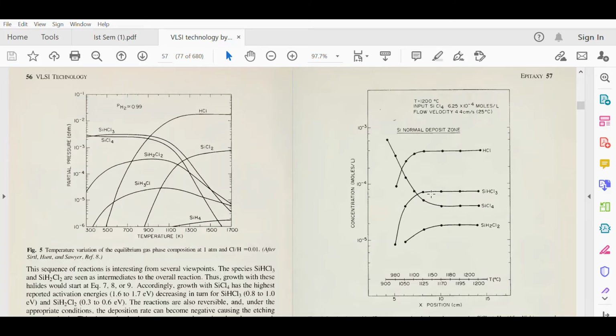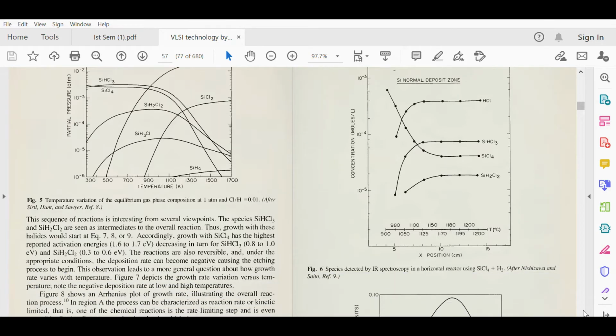Otherwise, if anyone asks you about the reaction kinetics involved in the production of silicon, you will only need to remember the equations that we discussed on the previous page. Otherwise, these figures are not important. This is just for your understanding.